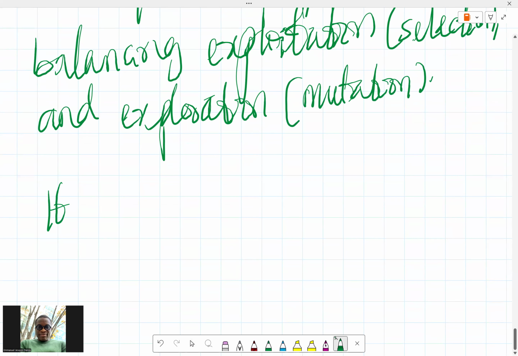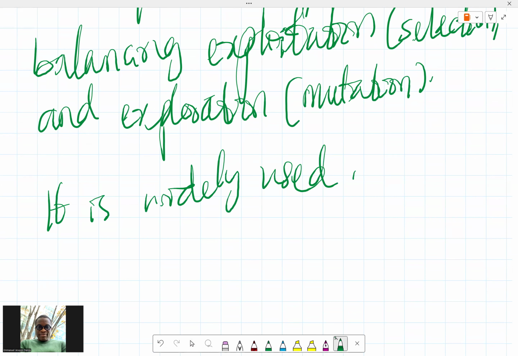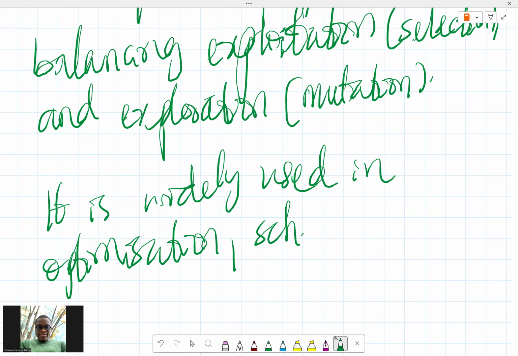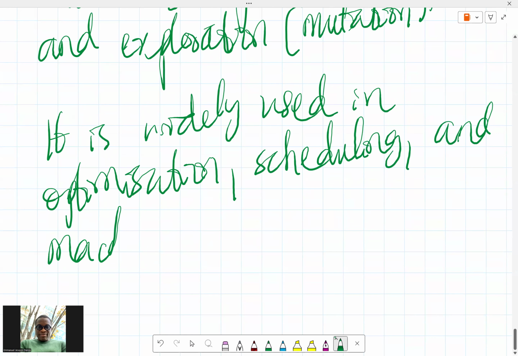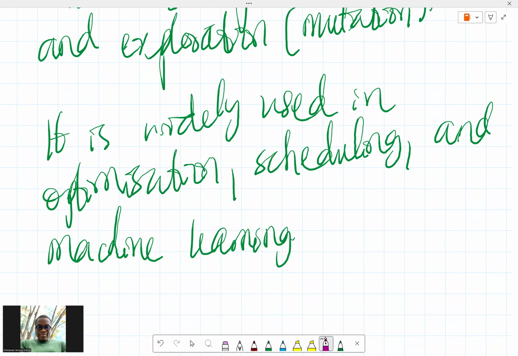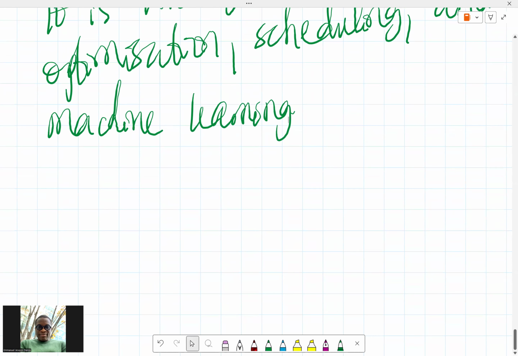So it is widely used in optimization, scheduling, and machine learning. Okay, so those are use cases for genetic algorithms. It's been quite such a nice evolutionary process. So let's see if we can get some practice questions.